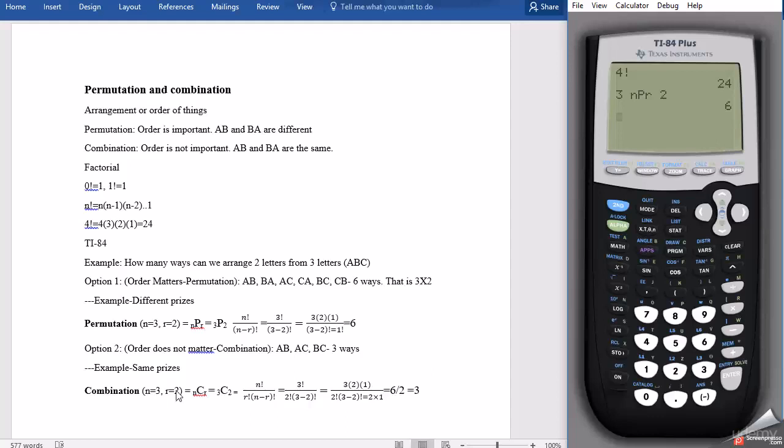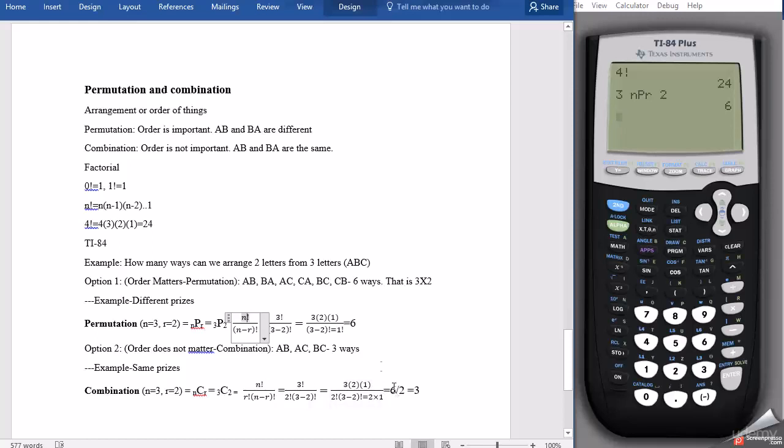n is 3, r is 2. We're choosing 2 from 3. So we have n combination r, 3 combination 2. This is the formula here. It is different from permutation. You can see n factorial divided by r factorial times (n minus r) factorial. So that's it. 3 factorial, that's 6 on top, 3 times 2 times 1, divided by 2 factorial, and then you have 3 minus 2 factorial at the bottom. So when you do the math, you see that your answer is 6 divided by 2. So 2 factorial is 2 times 1, which is 2.